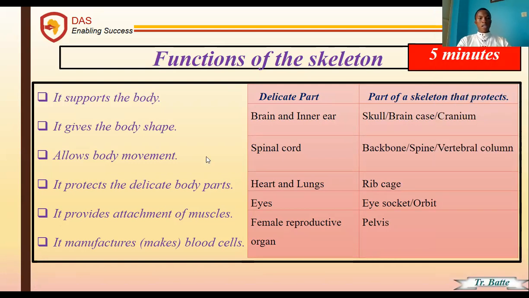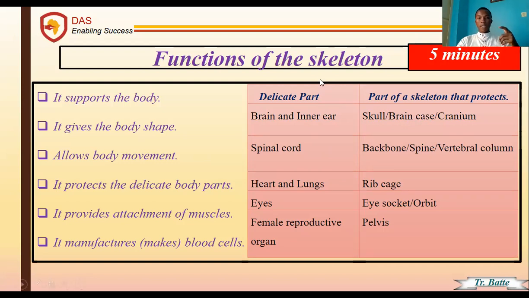Okay, we move on. Delicate parts, as you can see here, delicate parts or delicate organs. That's what I'm meaning. And the parts of the skeleton that protect those organs. Number one, we have the brain and the inner ear. Are we together? So which part of the skeleton protects the brain? As you can see there, the answer is the skull. You can call it the skull. You can call it brain case. You can call it cranium.